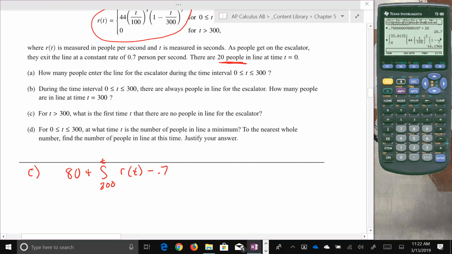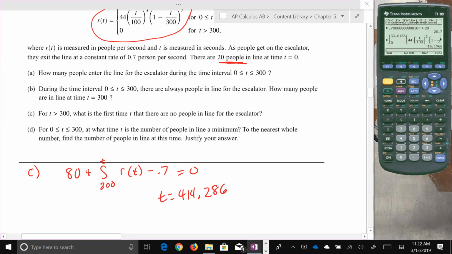And now we're doing past 300. When you get all this done, you basically set that equal to 0. And we basically get time equals 414.286. Okay, so 414 seconds, that's when no people were in line.